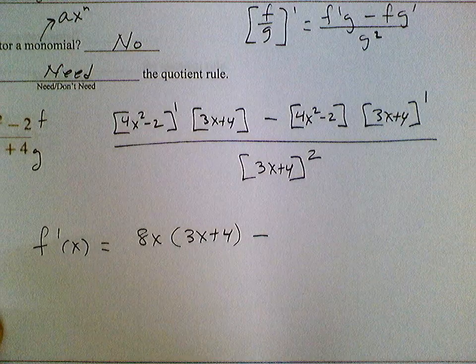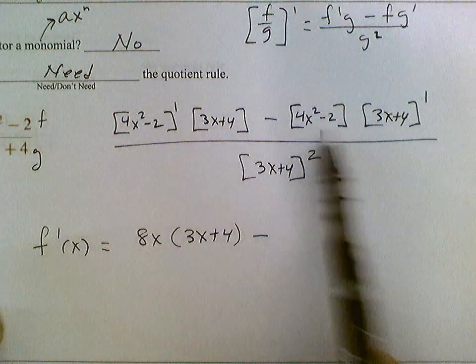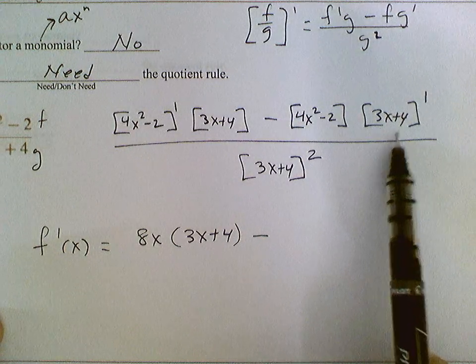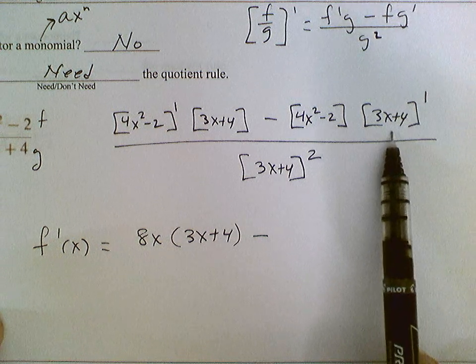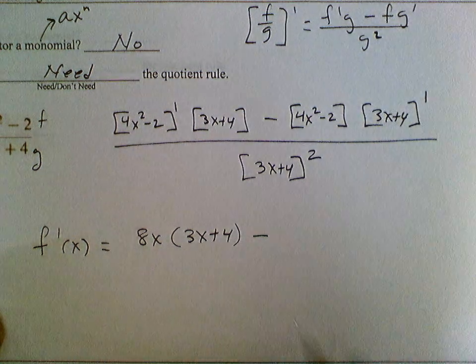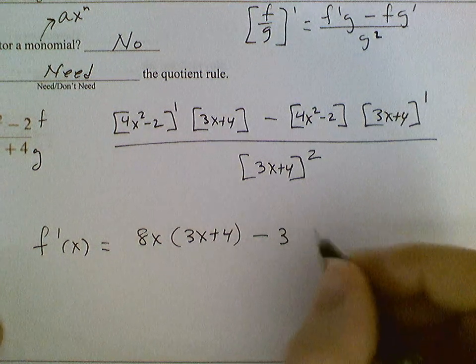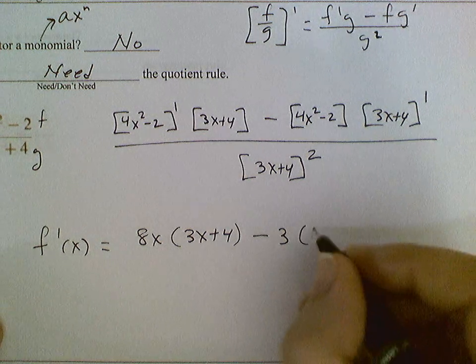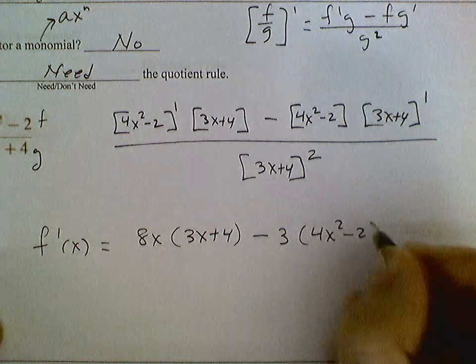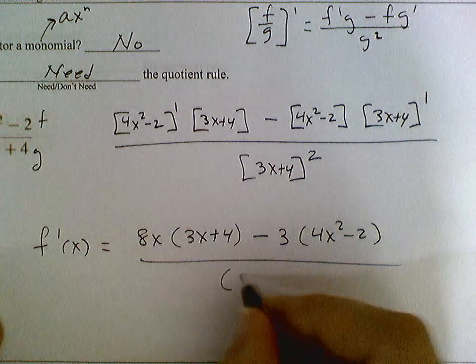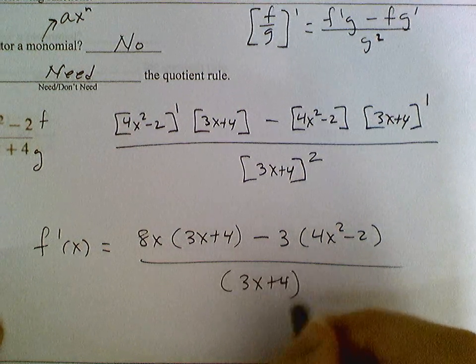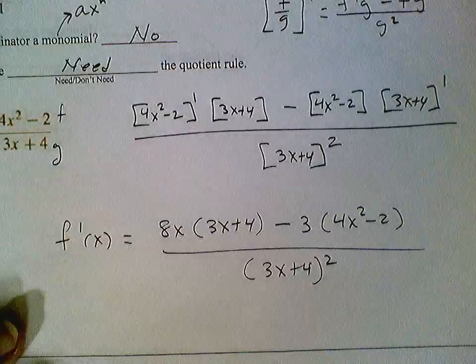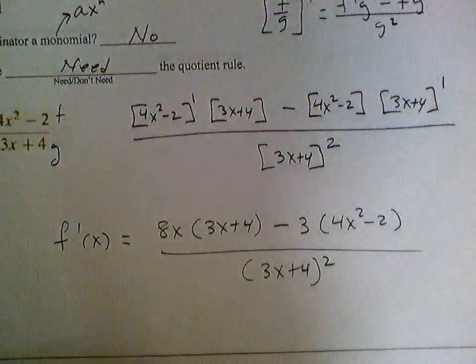Minus, and now this one, the bracket I'm taking the derivative of is this one here. The derivative of that is just 3, so I'm going to move that out in front. I'm going to switch the order there. And then I just bring down 4x squared minus 2 all over 3x plus 4 squared. Okay, so there's that, guys.